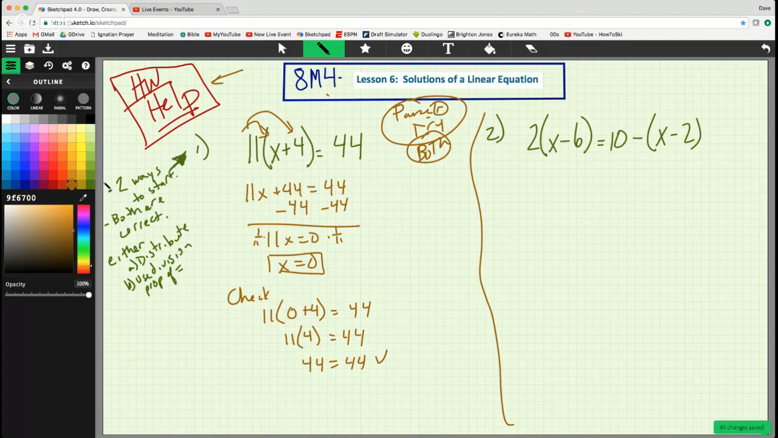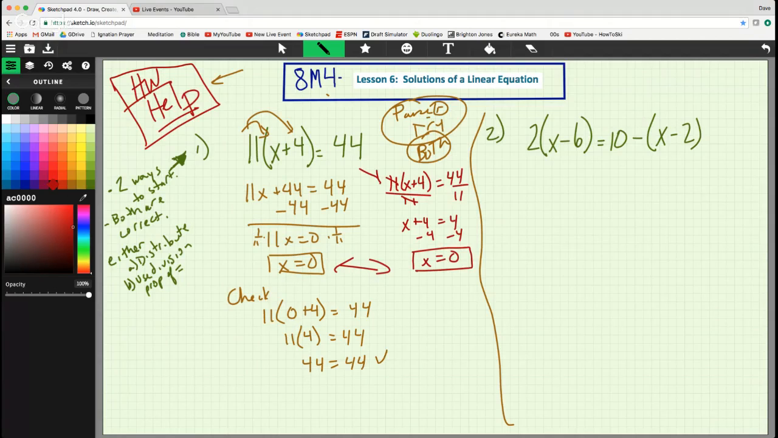If you did it the other way, here's version number 2. We could have said 11 times x plus 4 equals 44. Divide by 11, divide by 11, cancel, cancel. X plus 4 equals 4, subtract 4, x equals 0. So either way, version A or version B, they both give you x is 0. You should never be able to solve an equation 2 different ways and get 2 different answers. It should always give you the same answer.